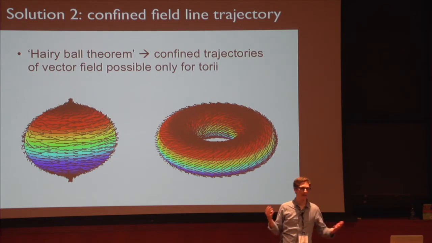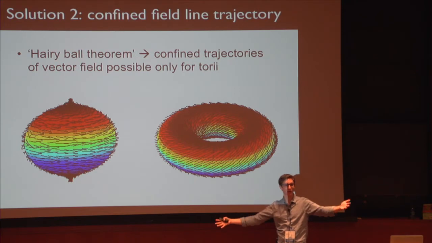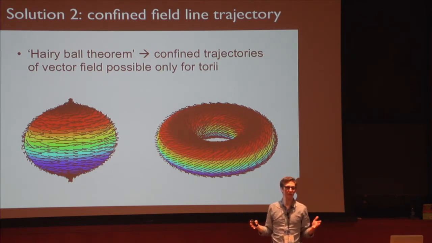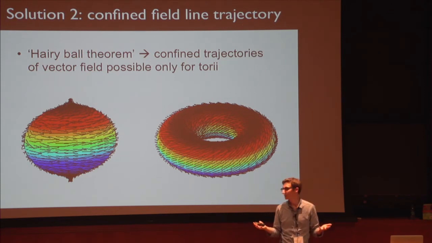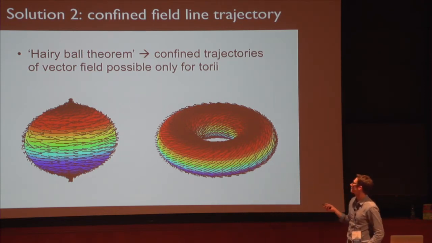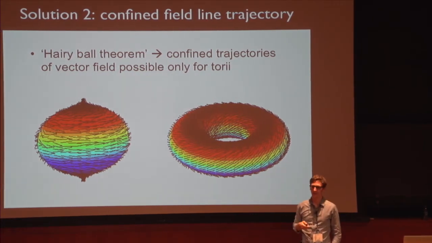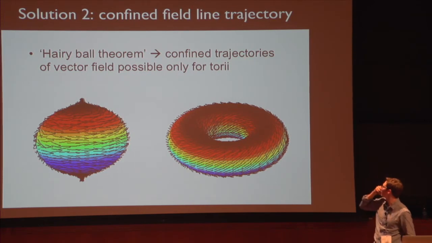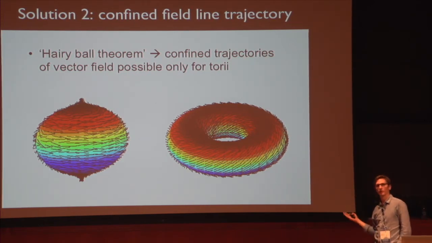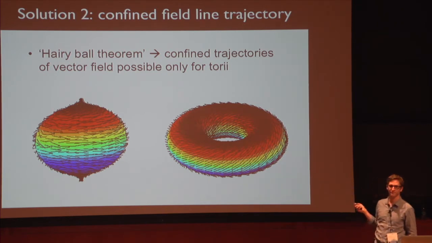And that's to make sure that the magnetic field lines themselves don't actually touch the boundaries of whatever containment device you have, right? So in other words, the magnetic field lines themselves need to be confined to some finite volume. So there's a famous theorem from algebraic topology called the Hairy-Ball theorem. You can't make this up, in which what you find is that the only way to have confined trajectories of a vector field is for tori, okay?